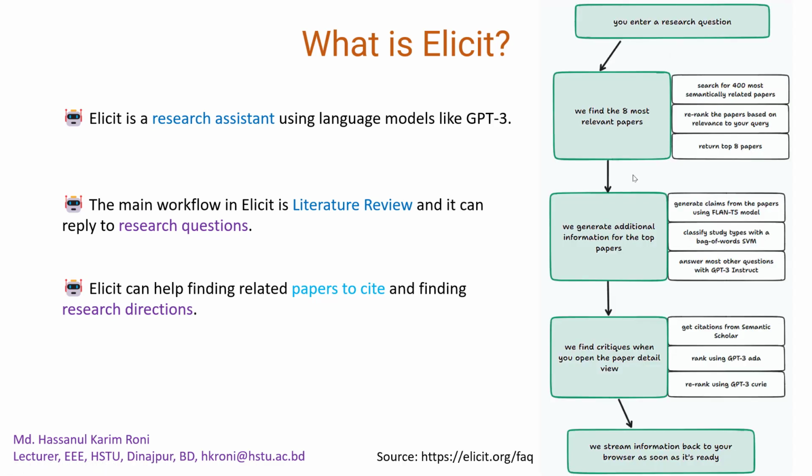So this is the figure that Elicit has provided us and that describes their workflow. First of all, we need to put some research questions or keywords here. Based on these keywords or question, they will find the 8 most relevant papers related to the keywords. Then they will generate additional information for the top papers. And when we go to the full paper view, they will also find critics and other related information on those paper. And finally, we stream information back to our browser as soon as it is ready. This is the workflow they have given us.